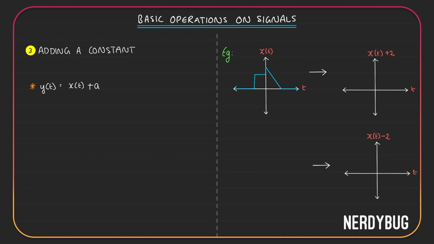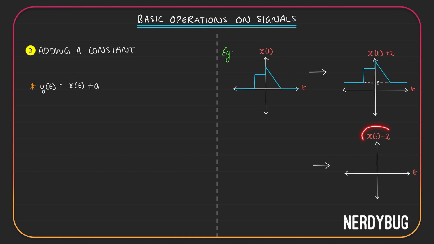To understand this, let us see this example. Our x of t looks like this, and we have to find out x of t plus 2. Now what that means is 2 will be added to the amplitude at every point, that is for all values of t, amplitude will be increased by 2. So technically, to get that, I can take the same signal, keep it here, and then add 2 everywhere, which means I'll just shift it upwards by 2 units. So this over here will be 2 units.